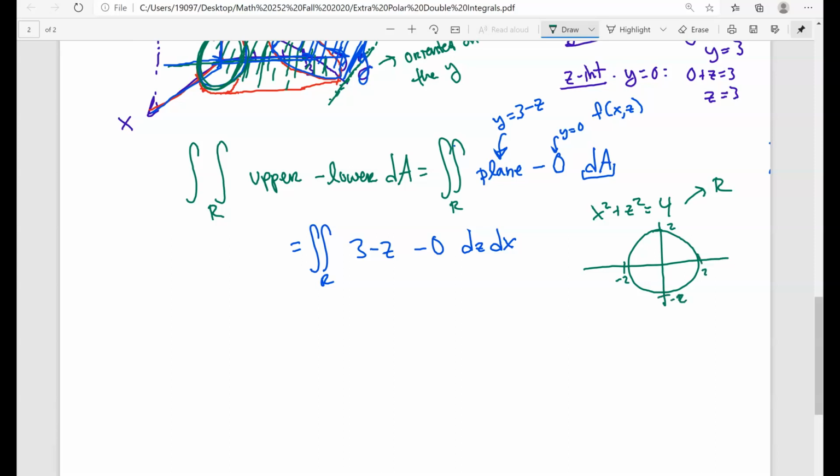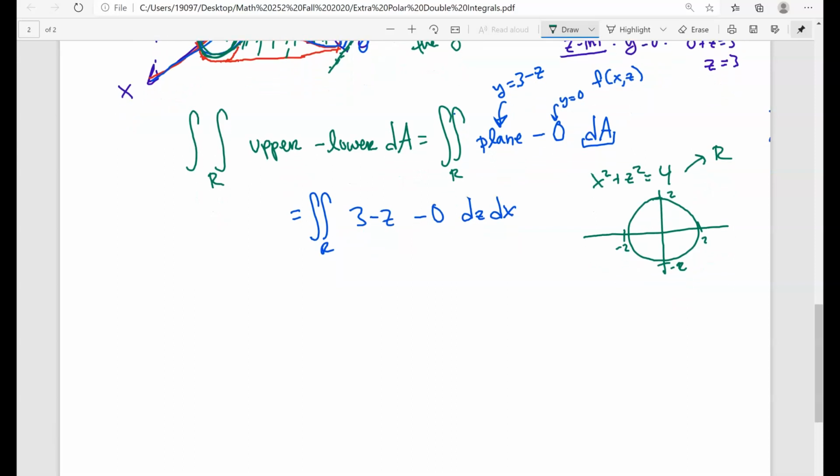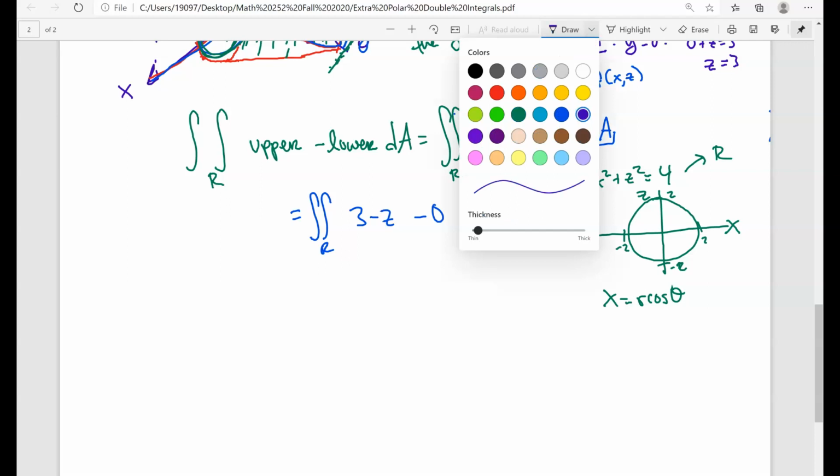And now in this case, it would be easier to convert everything to polar coordinates. We have to be very careful because we're oriented on the y-axis, so our polar coordinates are a little bit messed up now. x in this case is still r cosine theta. That one hasn't changed. But notice how we're not on the xy plane anymore. We're on the xz plane. Now our y is no longer going to be our y. Now we have a z.